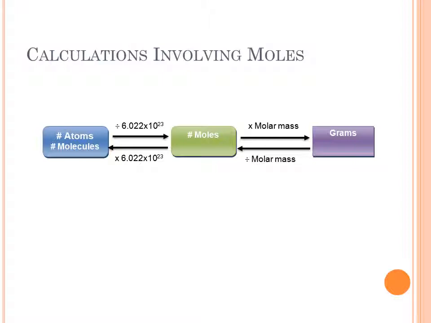This is a schematic that was in my previous video on moles, where we can go from atoms or molecules to moles and then to grams, or vice versa. Use Avogadro's number to go from atoms or molecules to moles. We can go from moles to molecules, we multiply by Avogadro's number. Go from molecules to moles, we divide by Avogadro's number. We use molar mass to go between moles and grams. Multiply by molar mass to go from moles to grams. Divide by molar mass to go from grams to moles.